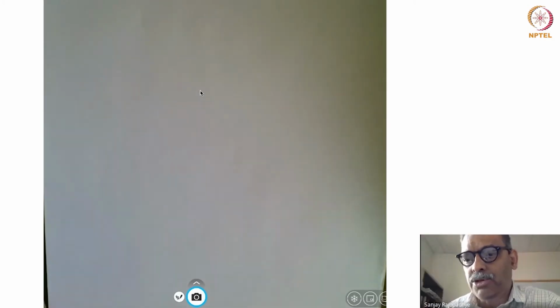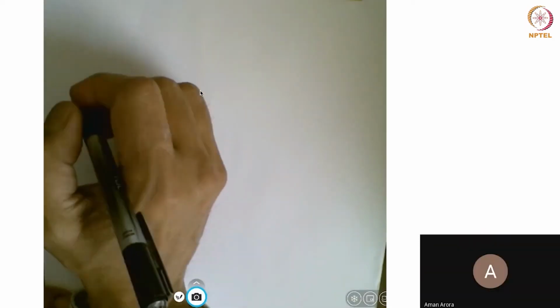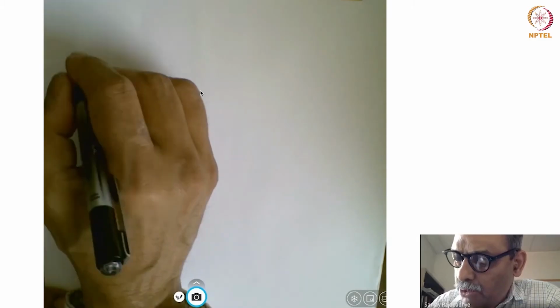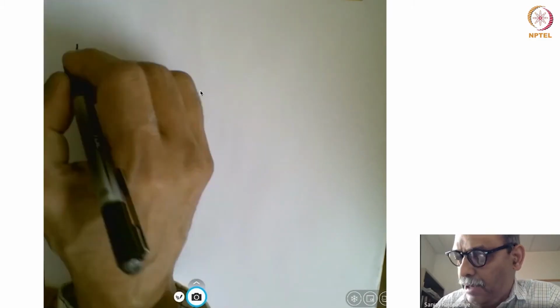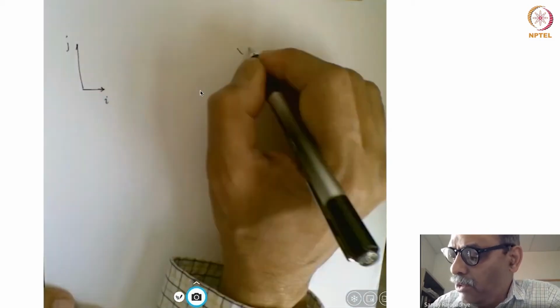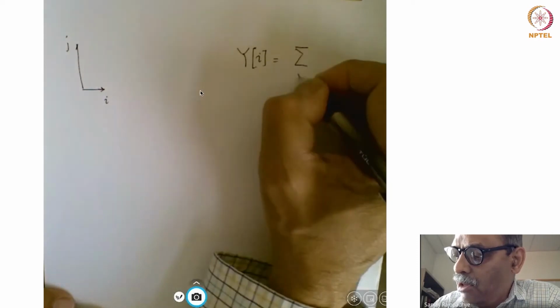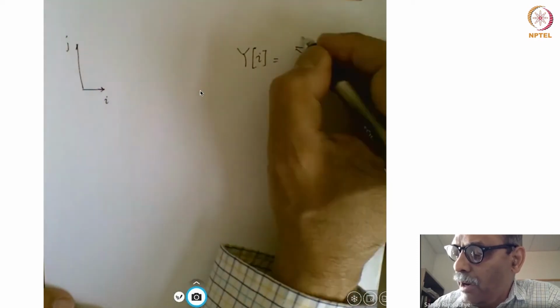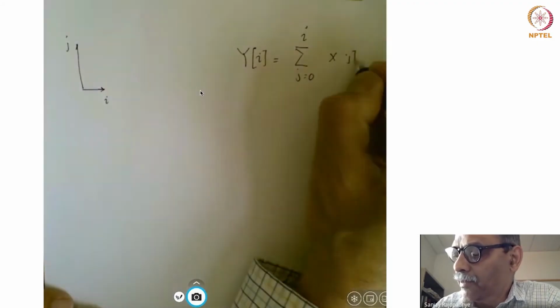Okay, so you're seeing my paper? So yes. I am going to show a slightly different convention. This is I, this is J. Okay, and I'm going to write this equation: y_i equals sigma over j equals 0 to i of x_j. Okay.